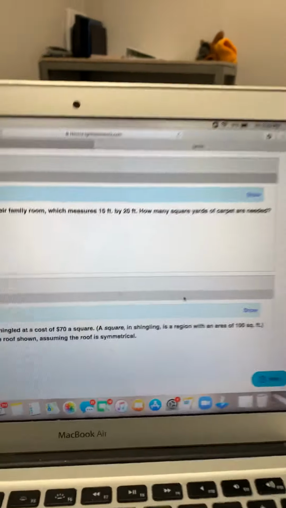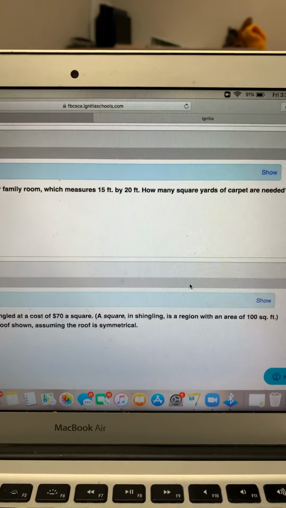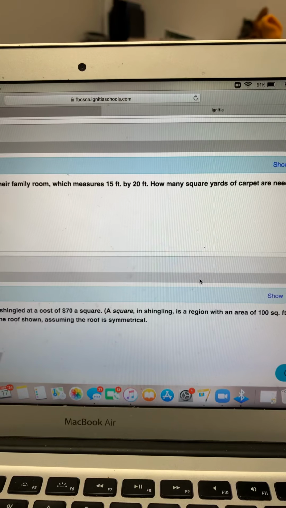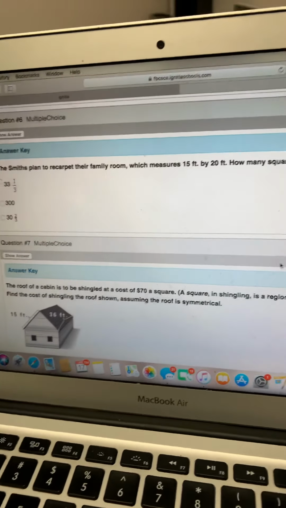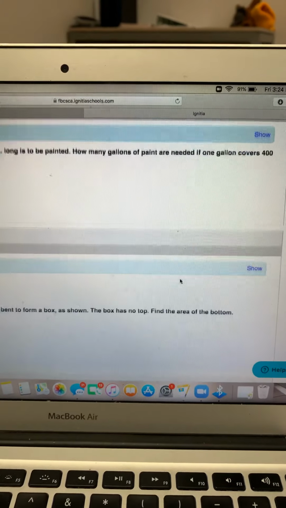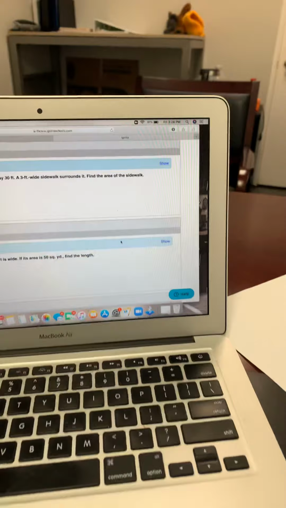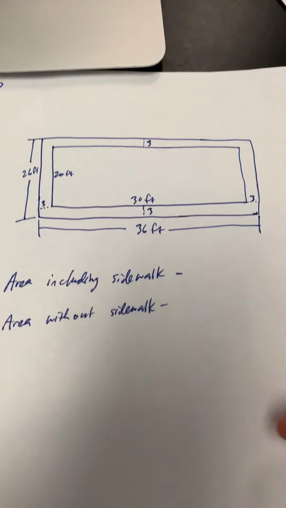I'm assuming that on this one, some of y'all probably just took 15 times 20, and I'm guessing 300 is probably what you put. All right, number 10 is another one that I saw a lot of people miss. This one's a little more involved, so I've already kind of drawn out a diagram here.